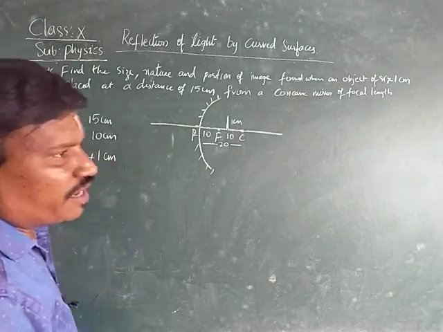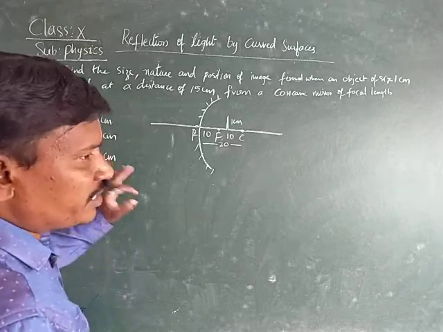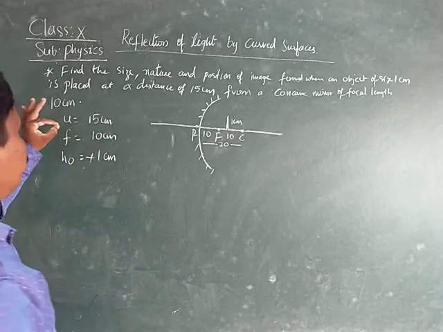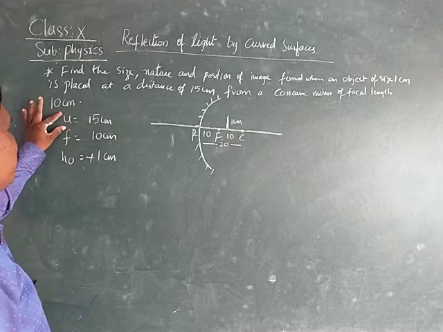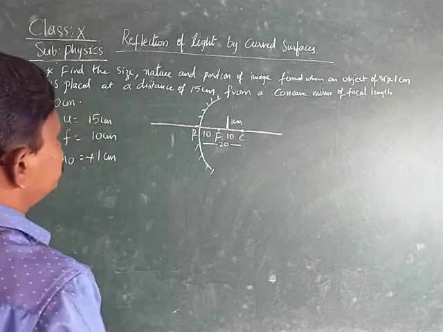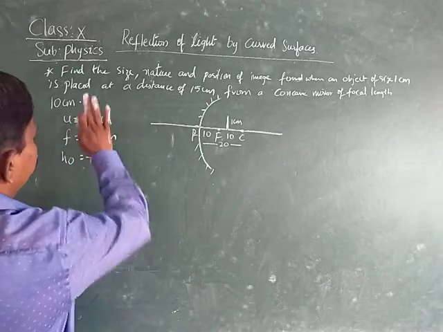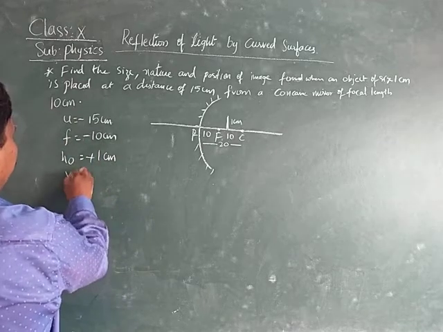This is a concave mirror. For the concave mirror, you should always apply sign conventions. Every time when you do the problems, sign conventions are compulsory. Therefore, here object distance U is always negative for a concave mirror. F is also negative. V is also negative. Here V we should find.